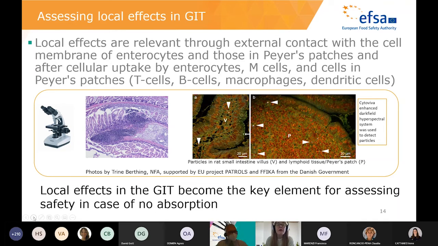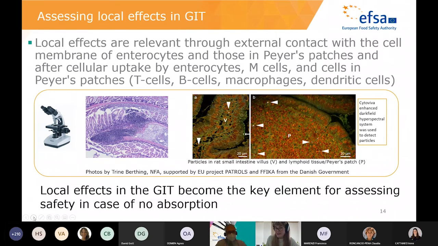And this is an example where you can see a histological slide, traditional hematoxylin eosin staining, and you can see villi like a comb coming there, and the blue parts with some cells, of course, these are Peyer's patches seen in this staining. And using the Cytoviva enhanced dark field hyperspectral system, we can visualize particles, which are in this case cerium oxide from oral exposure of the rats. You see the white spots.